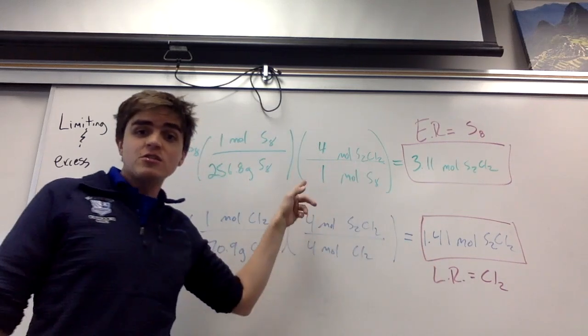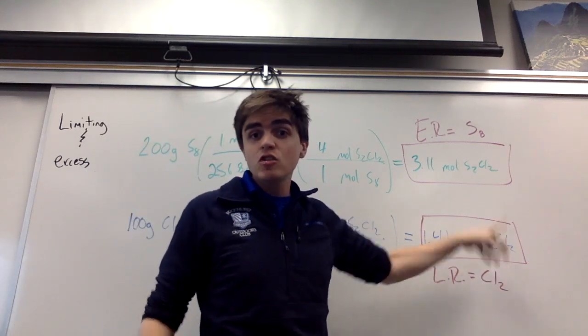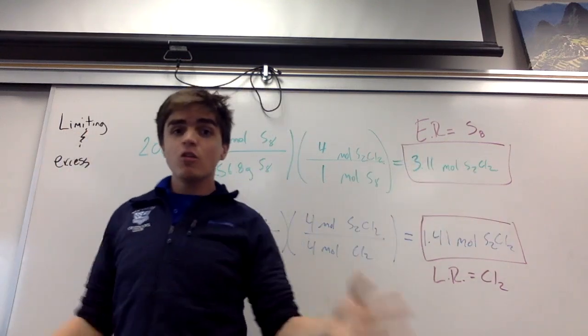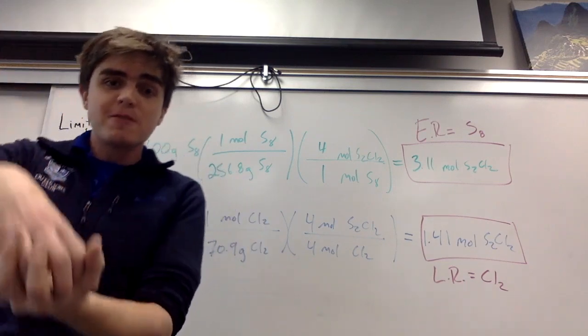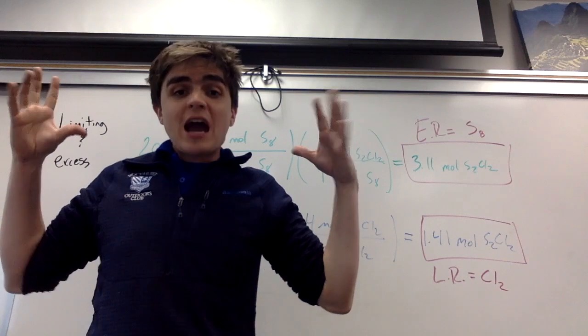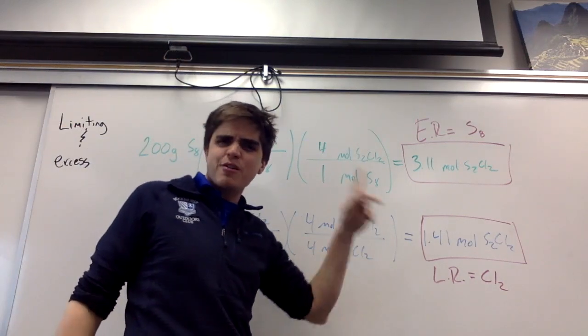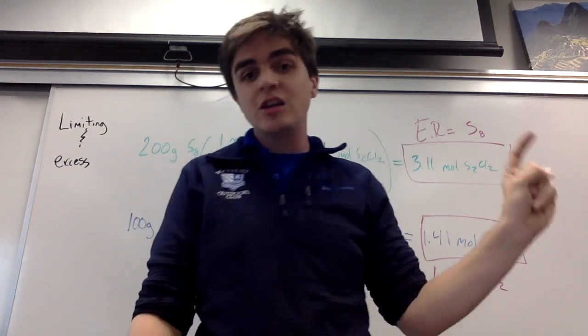So if I put these two things together and work on it, when I reach 1.41 moles of S2Cl2, I've run out of chlorine. There's no chlorine left, so there's a hunk of sulfur in the bottom of the material that didn't react. Whatever, that's waste. But we're out of chlorine, and we've made this much product in theory. And if I made this much product, I know how much that should weigh, and I can make a prediction that I can actually measure.